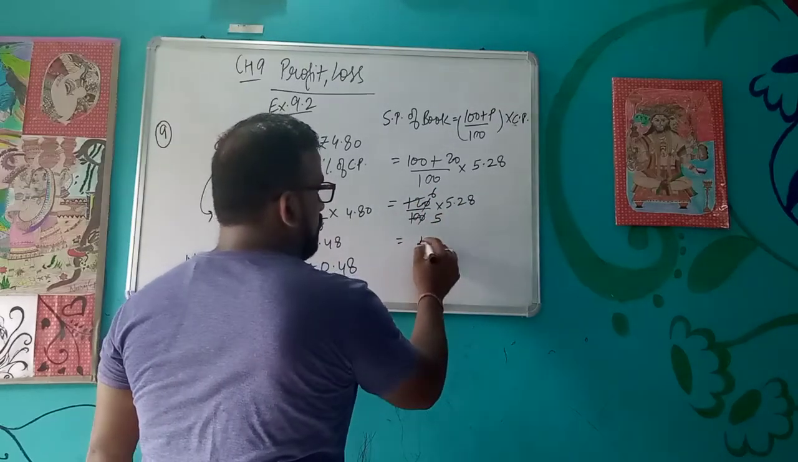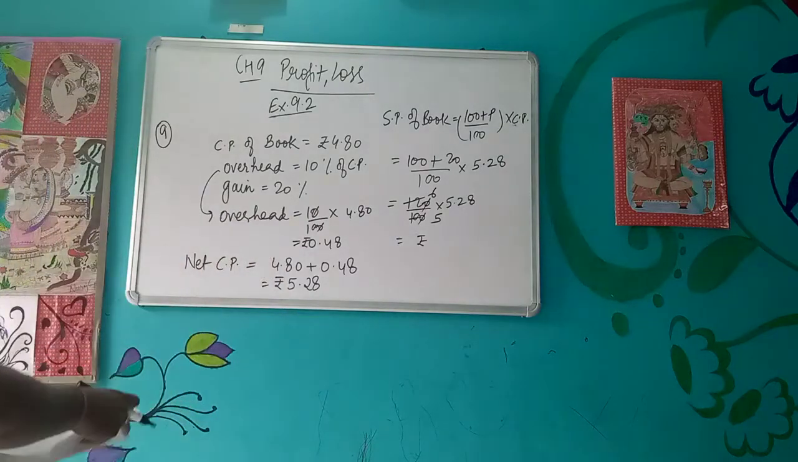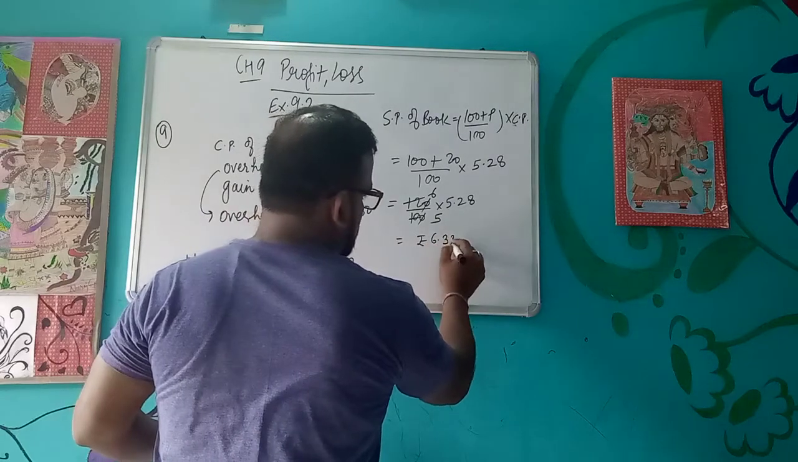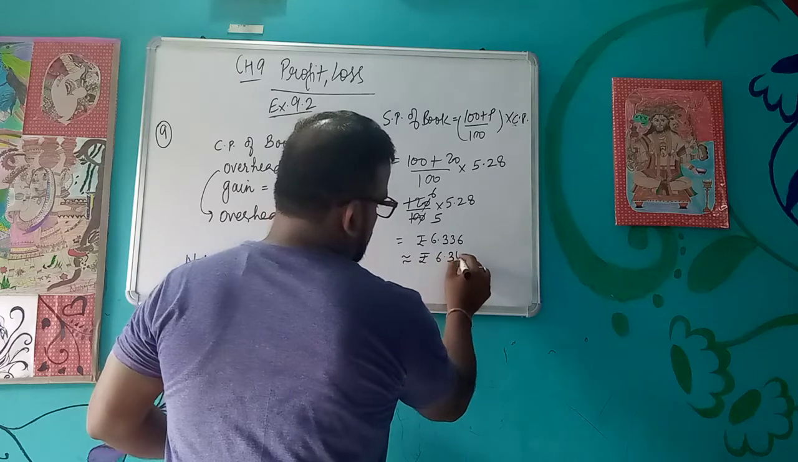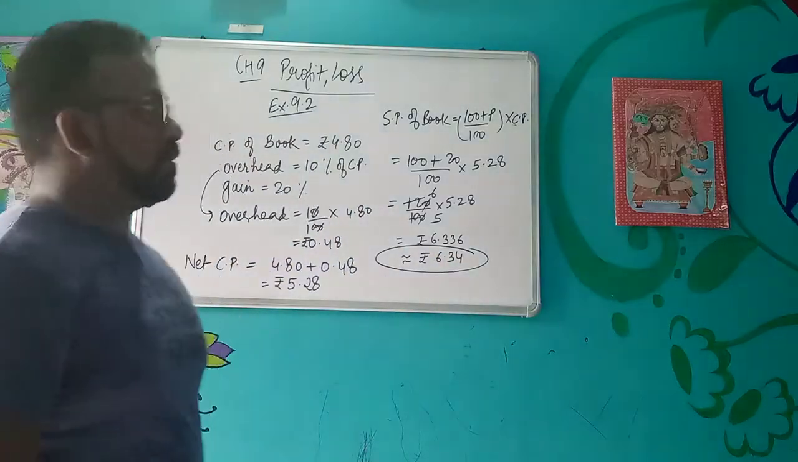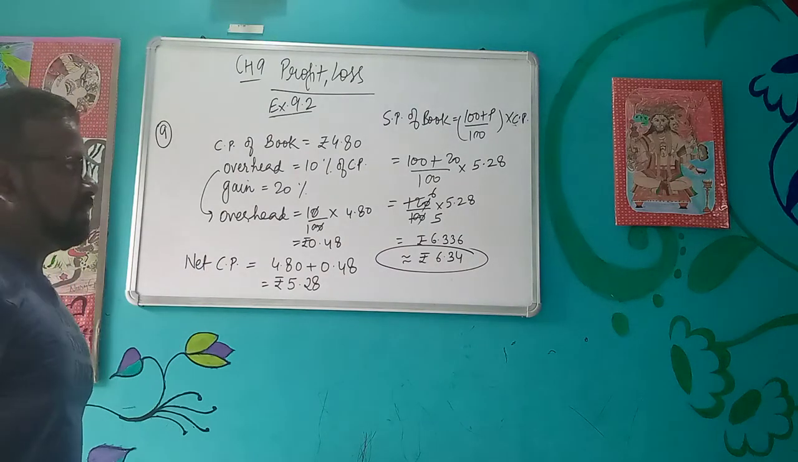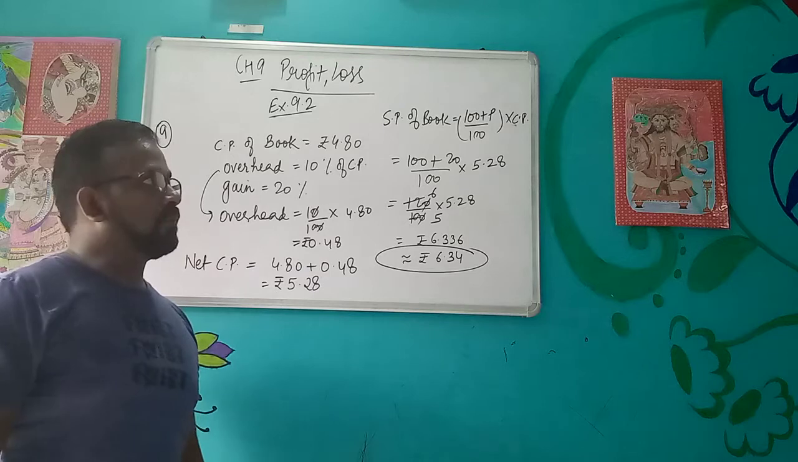and when you calculate, you will get the SP as rupees 6.336, or if I round it off, you will get 6.34. So this will be the selling price of the book. So just go through these questions and the remaining questions we will discuss next week. For now, thank you.